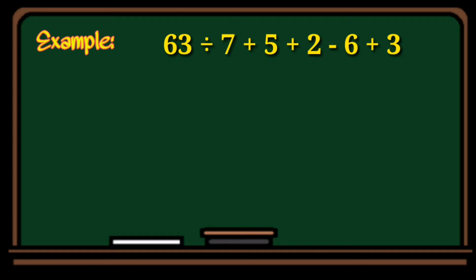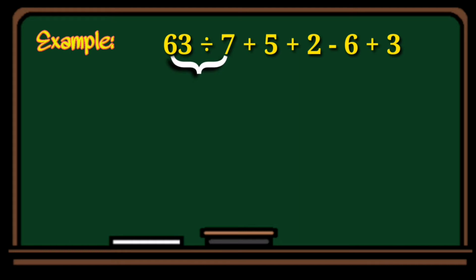Then second, multiply or divide as they occur from left to right. Then third, add or subtract as they occur from left to right. But since our example has no grouping symbol or parentheses, we will continue with the next rule, which is multiply or divide as they occur from left to right. So we will divide 63 divided by 7.